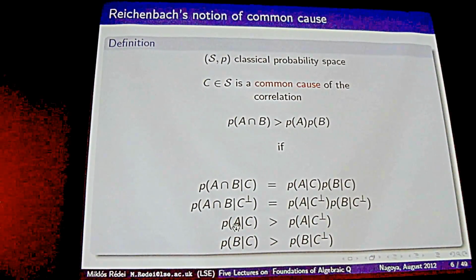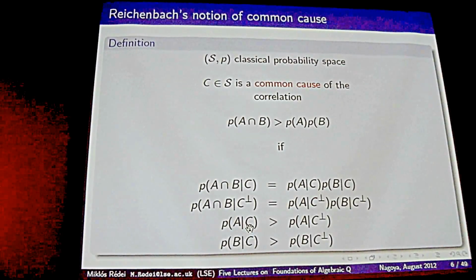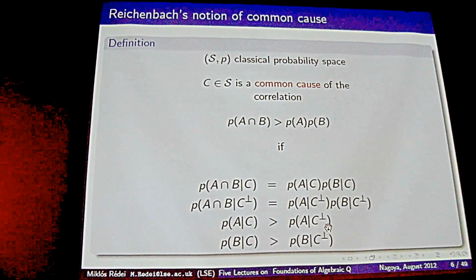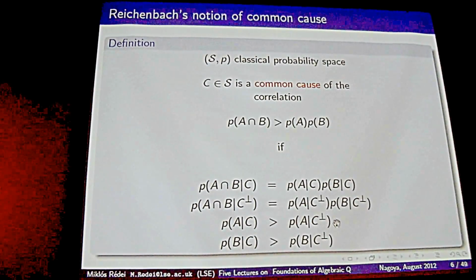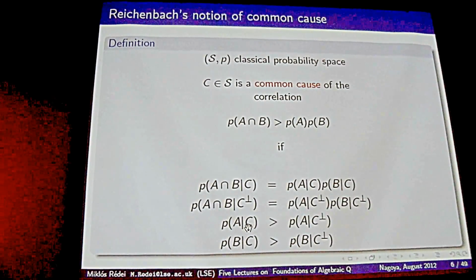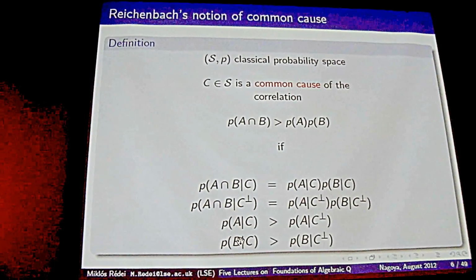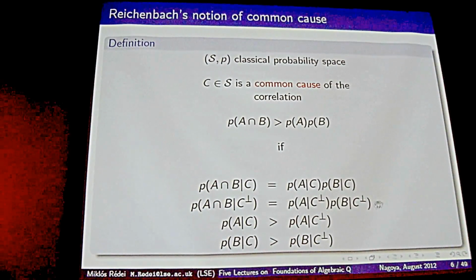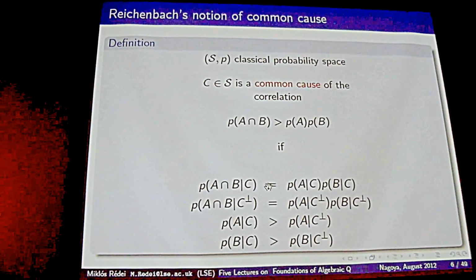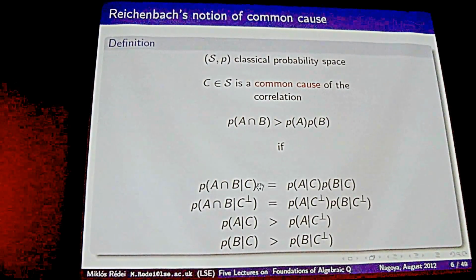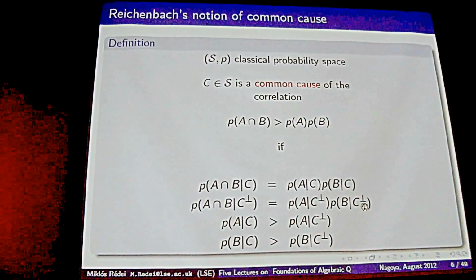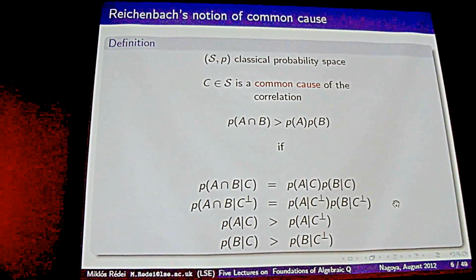And the probability of A happening on condition that the common cause is present is strictly greater than the probability of A happening on condition that the common cause is absent. And similarly for B. These two conditions are called the statistical relevance conditions. The common cause is statistically positively relevant for A and B to happen. And these are called the screening off conditions. This condition is sometimes expressed by saying that the common cause screens off the correlation between A and B, and similarly, the absence of the common cause screens off the correlation.